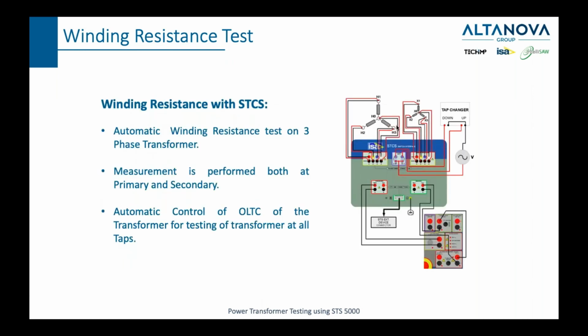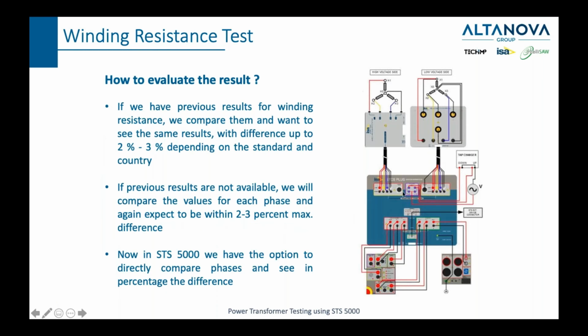If we use STS, once again, one setup is performed, and then we measure for all phases and all positions of the tap changer. It is more or less the same thing in this case. What we need to mention is how to evaluate the results. The best is if we have the previous results, the results from the factory, then we compare all the results, and usually, depending on the country and the region, the difference shouldn't be bigger than 2, maximum 3%.